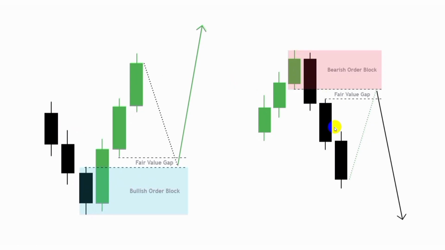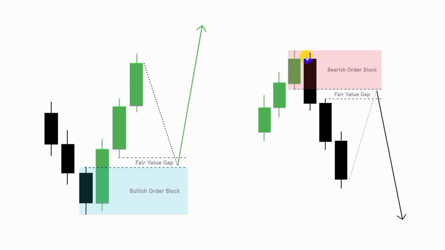We can see the impulsive leg move, leaving price inefficiencies. Now the expectation is to see the pullback of price to fill up the inefficiencies and also mitigate the order block. And then you have the bearish continuation to the downside. So this is what you should be looking out for in the order blocks. You want to see an order block that takes out liquidity and then leads towards a break of structure.